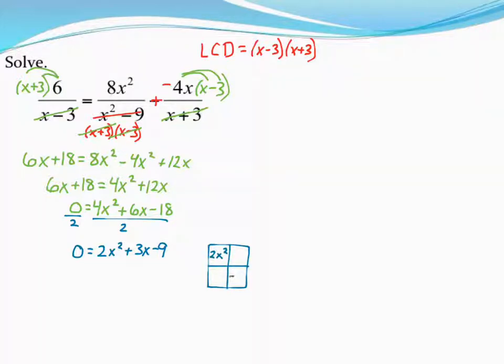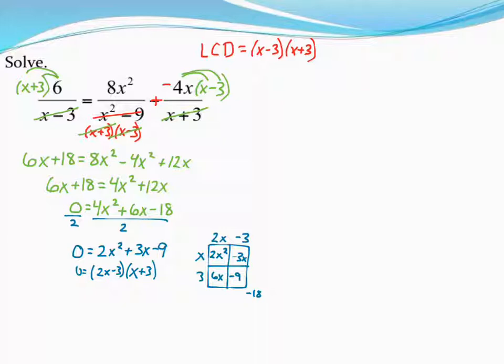So first term and last term, I need to find two numbers that multiply to negative 18 but add up to 3. And so the two numbers that do that are going to be 6x and negative 3x. And then finally, if I pull out common factors, I get a negative 3 and a 2x right there, and then an x and a positive 3. And so my factors must be 2x minus 3 and then x plus 3. Alright, so I'm almost done with this very long problem.